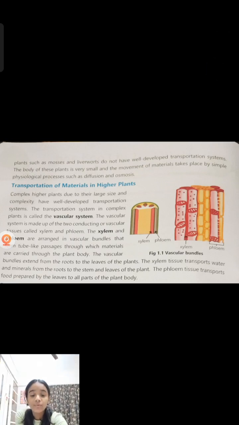Now let's see question number 9. In what are xylem and phloem arranged? The xylem and phloem are arranged in vascular bundles that form tube-like passages through which materials are carried through the plant body.